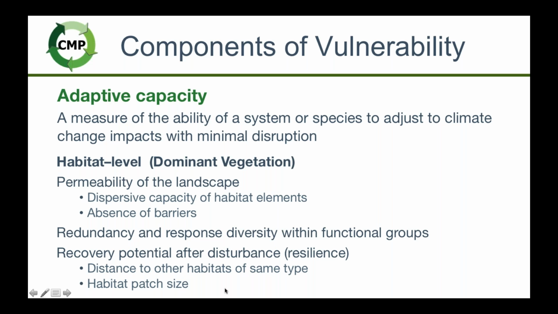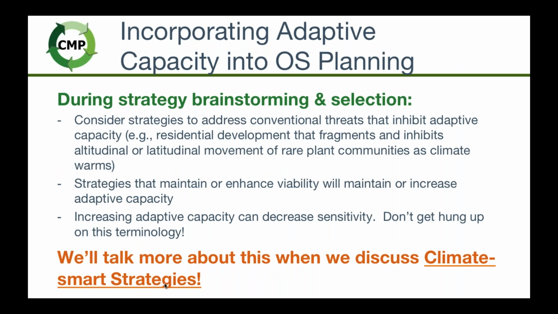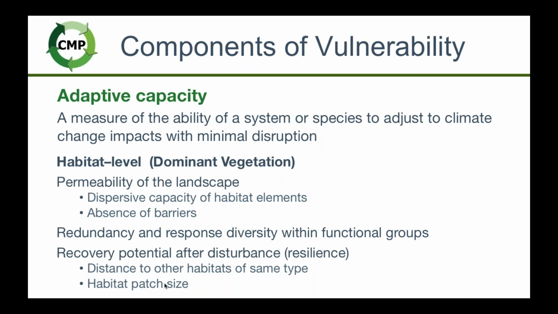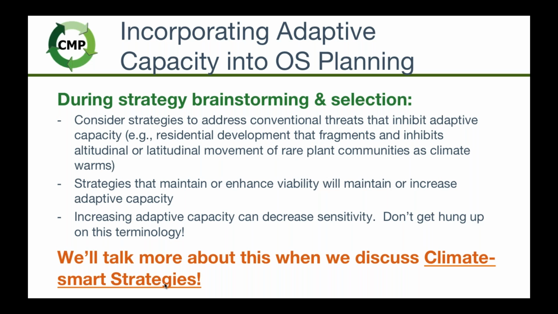Again, having to do with viability, distance to other habitats of the same type, having to do with connectivity and habitat patch size. We'll talk more about adaptive capacity when we discuss climate smart strategies.